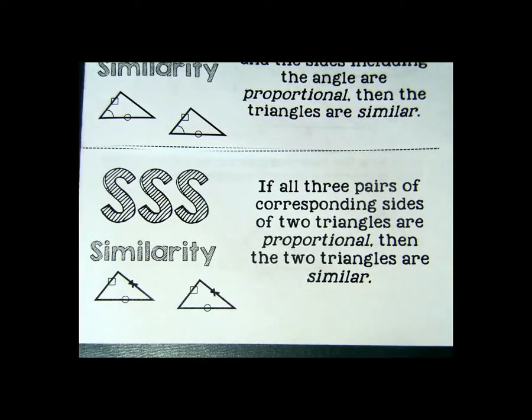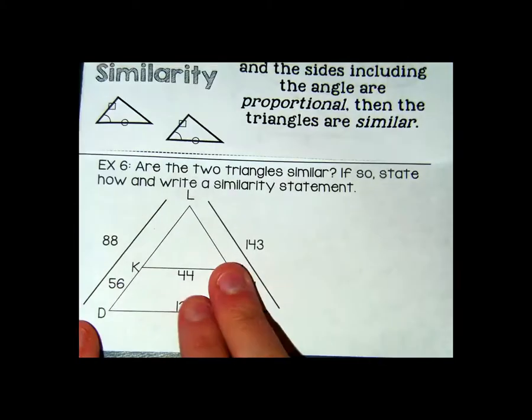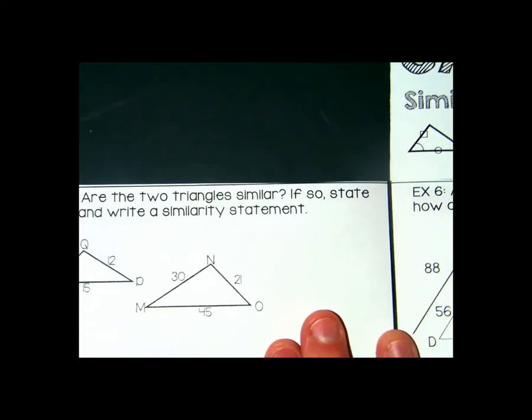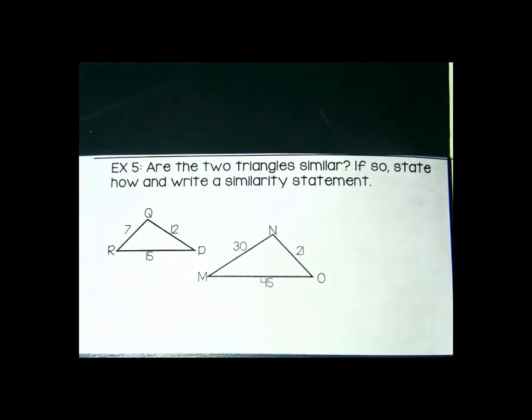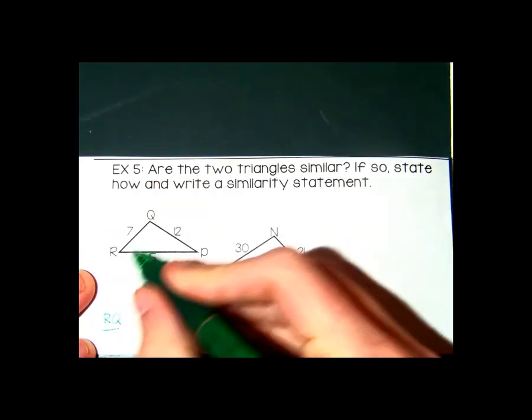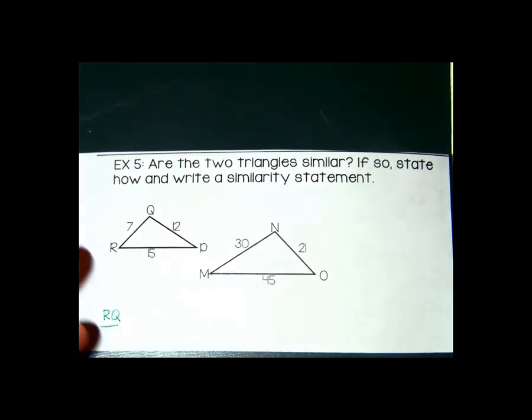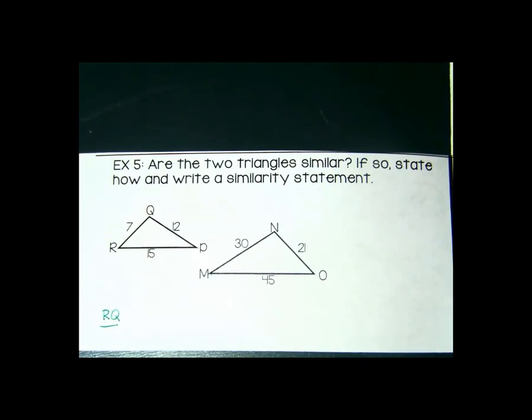Last triangle similarity. If all 3 pairs of corresponding sides of 2 triangles are proportional, then the 2 triangles are similar. So if we don't even have any angles, can we look at the side lengths? That means I want to know if RQ over MN. Oh, no. You always have to look at orientation. These are not oriented the same way.